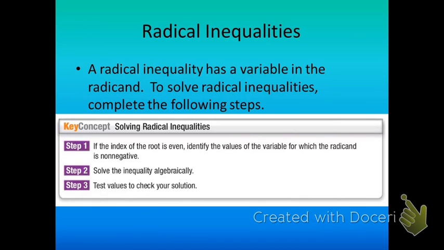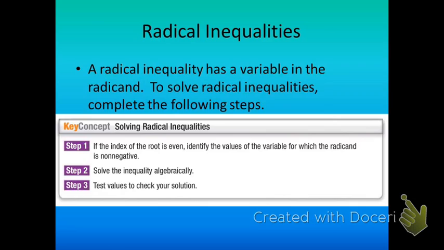Alright, last couple of slides rather. We're going to do inequalities with these. Not a lot, just a couple. Mix it in there. A radical inequality is obviously one with a variable in the radicand and an inequality sign.